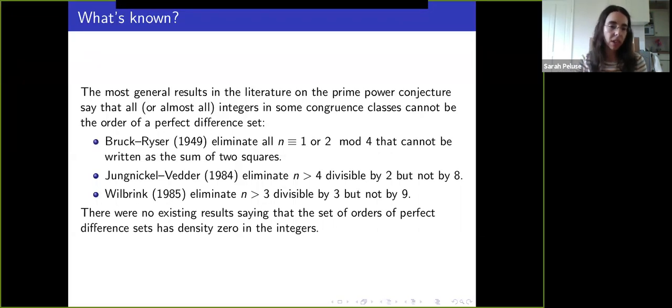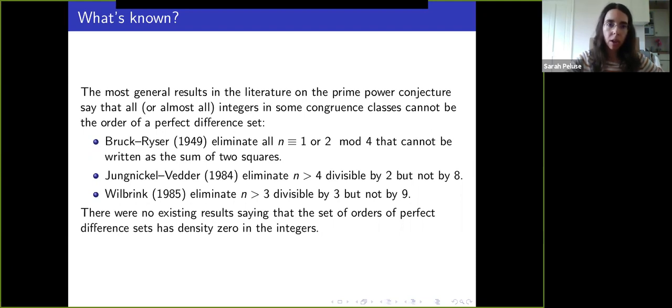All of these results taken together don't even show that the set of orders of perfect difference sets has density 0 in the integers. You just remove a positive proportion, I guess a positive proportion less than 1, of the possible orders of perfect difference sets.